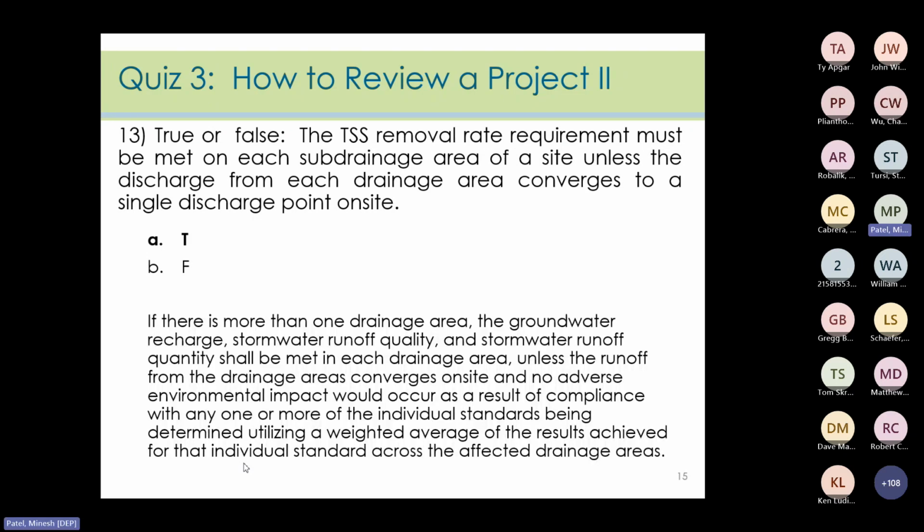You have to meet the standards for each drainage area, but also be aware that if runoff from drainage areas converge on site and no adverse environmental impact would occur as a result of compliance with any one or more of the individual standards, being determined utilizing a weighted average of the results achieved for that individual standard across the affected drainage areas.